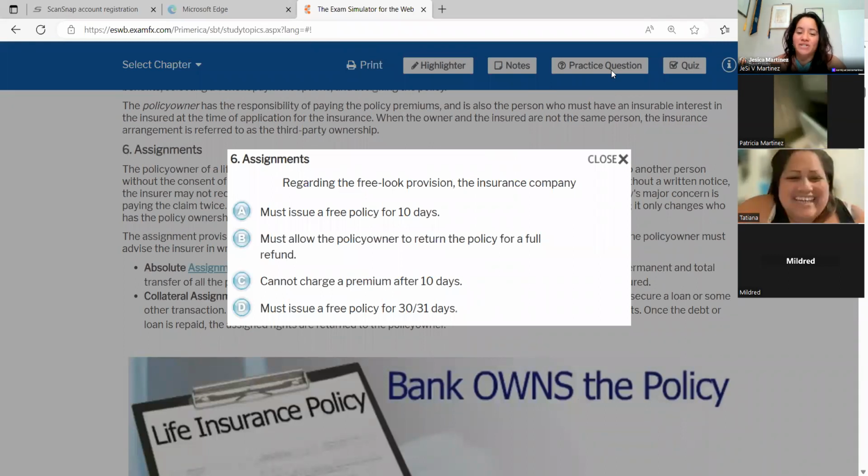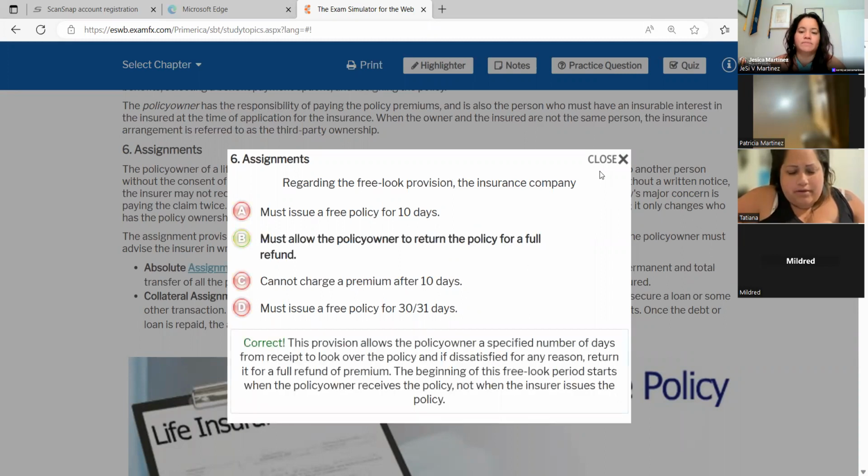Regarding the free look provision, the insurance company must issue a free policy for 10 days, must allow the policy owner to return the policy for a full refund, cannot charge a premium after 10 days, must issue a free policy for 30 to 31 days. Must allow the policy owner to return the policy for a full refund. Perfect.